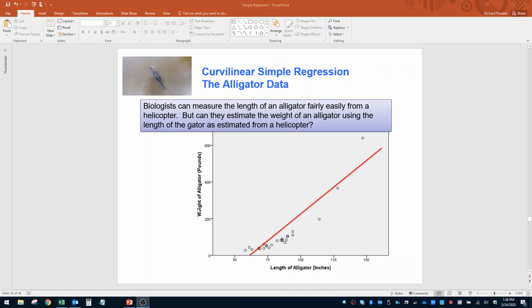The state of Florida was looking at, I guess, a census of the alligator population. And what they would do is, from the air, from helicopters, they can locate alligators, and from the air, they can measure the length of the alligator. So what they wanted to do was to determine, if they know the length of the alligator, can they estimate the weight of the alligator?